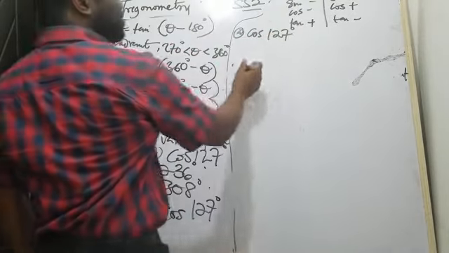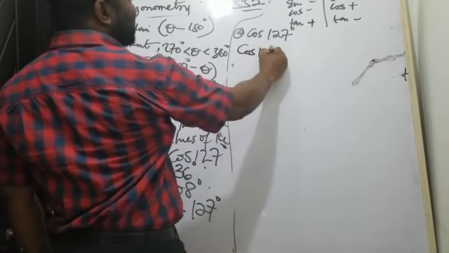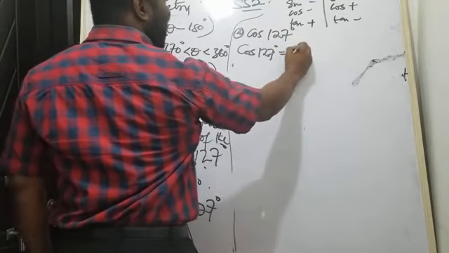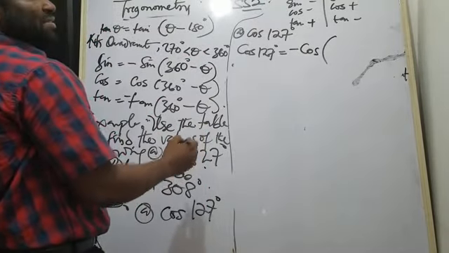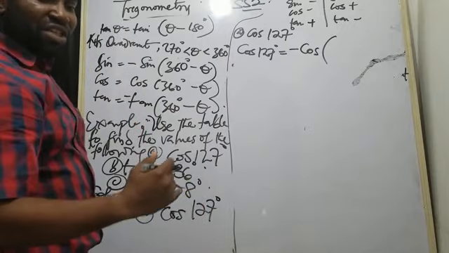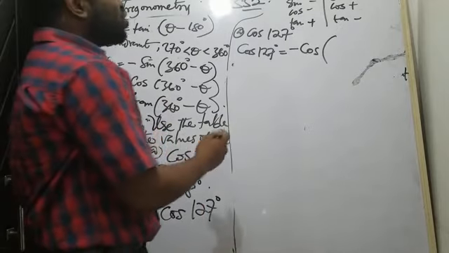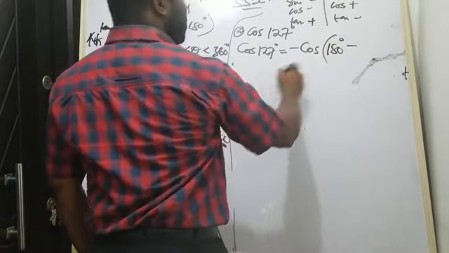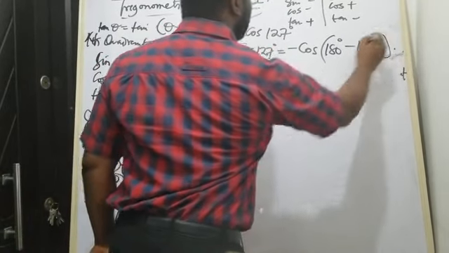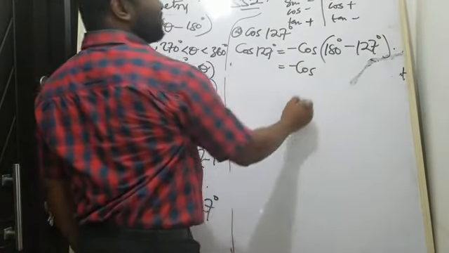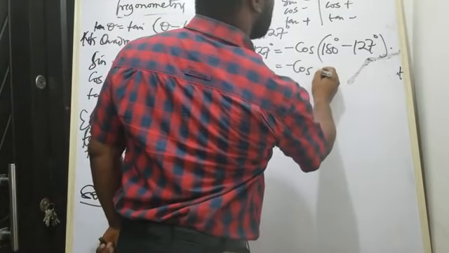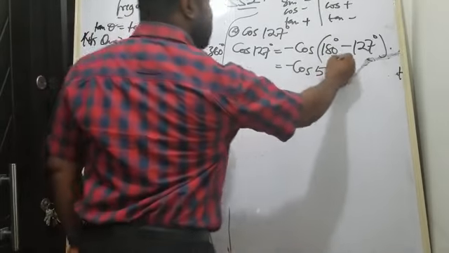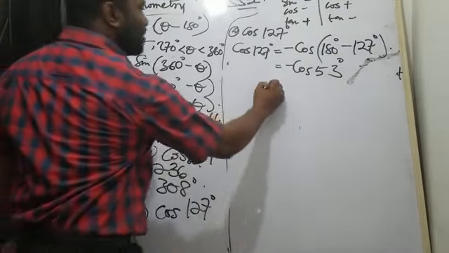It's negative, yes. So cos 127 degrees is equal to, since cos is negative in the second quadrant, you write minus cos. And if you look at the relation I gave you, under the second quadrant it will be 180 degrees minus theta. You have 180 degrees minus 127 degrees. So you have minus cos, and this will give you 53 degrees.